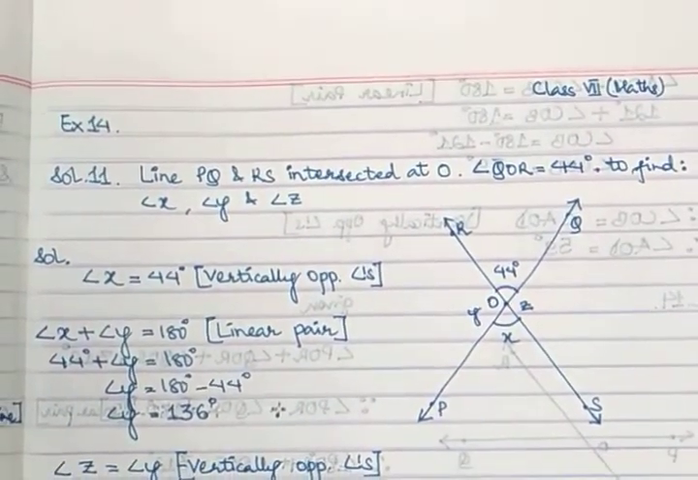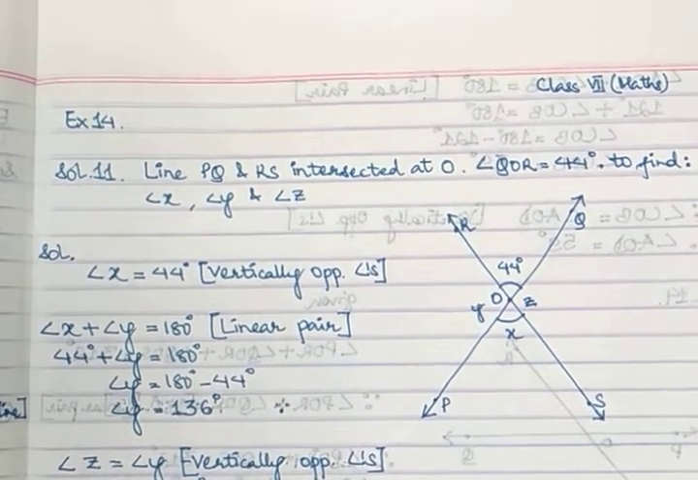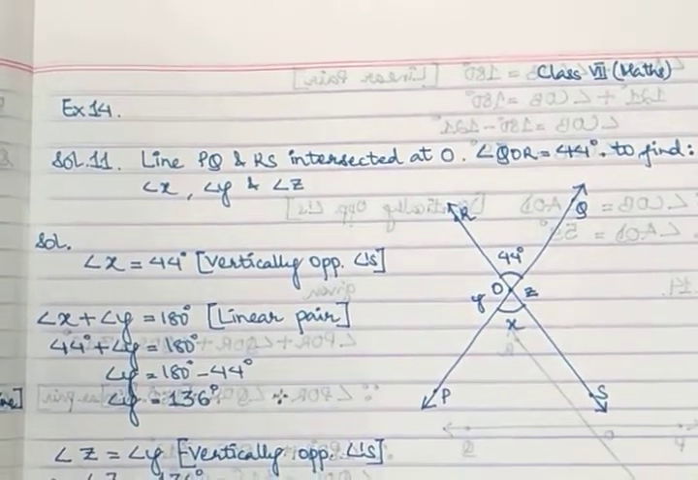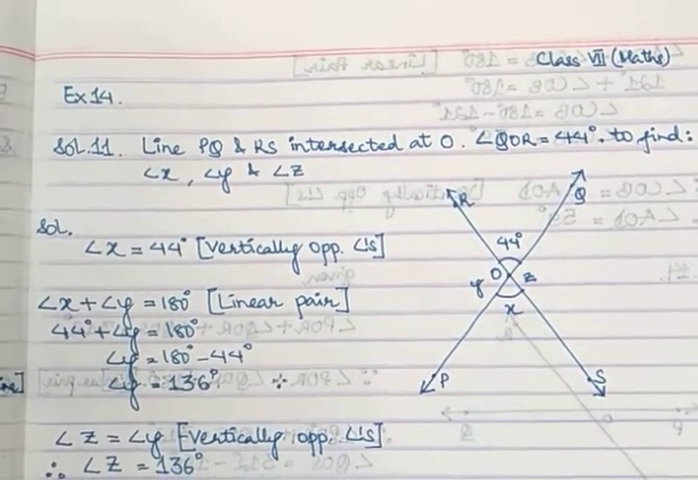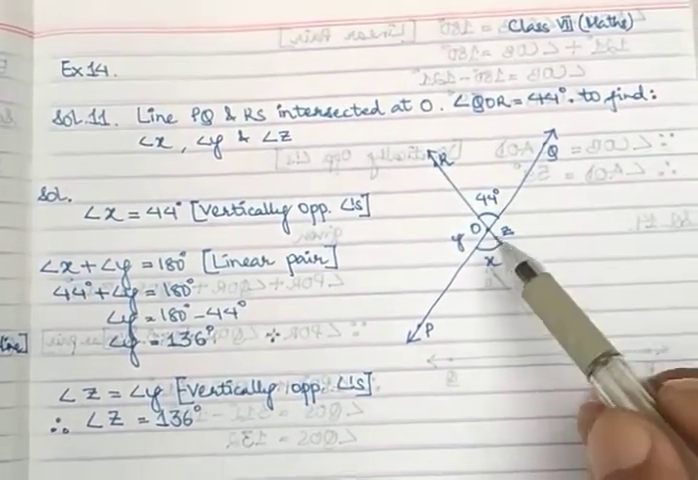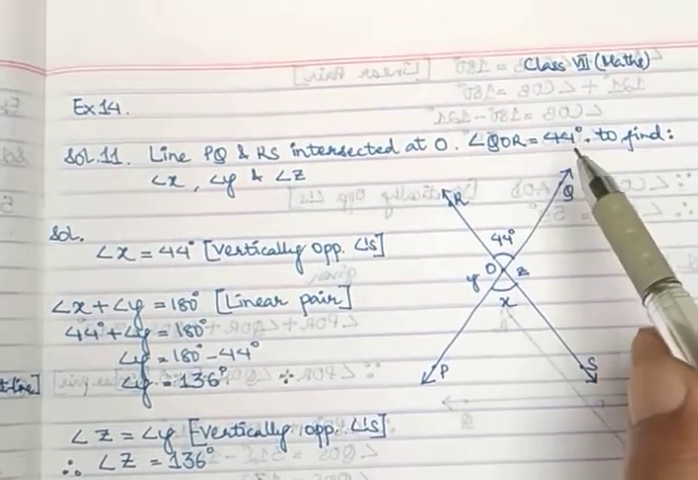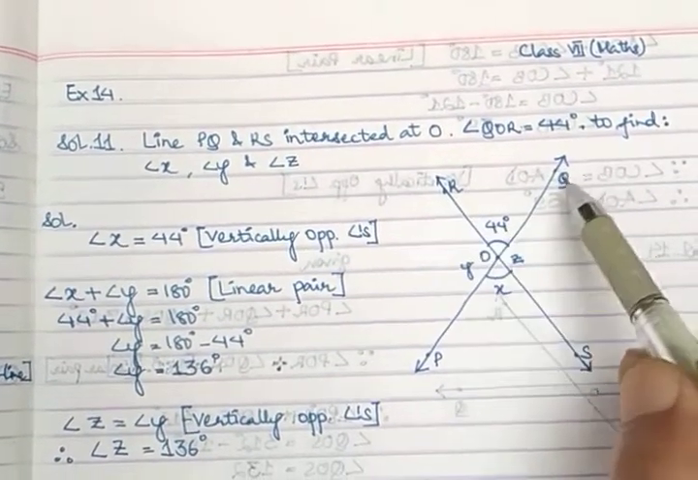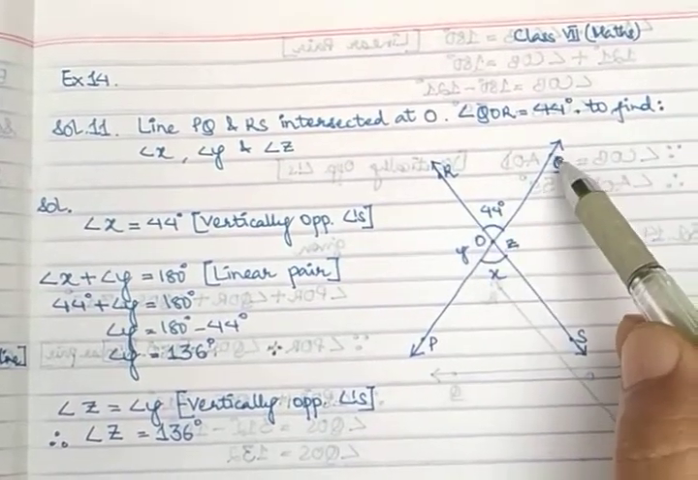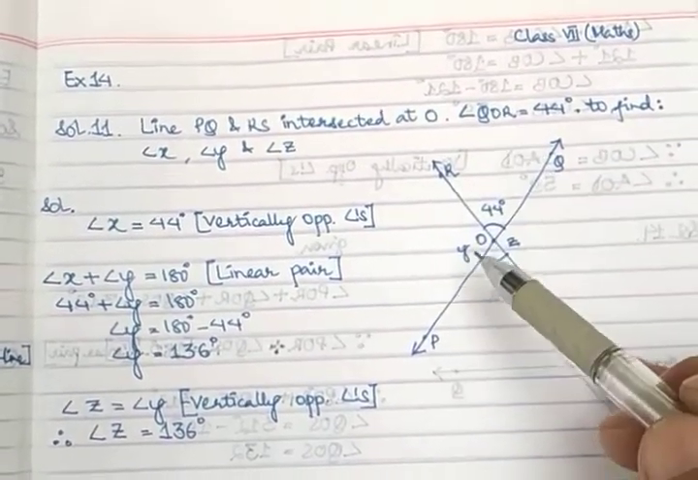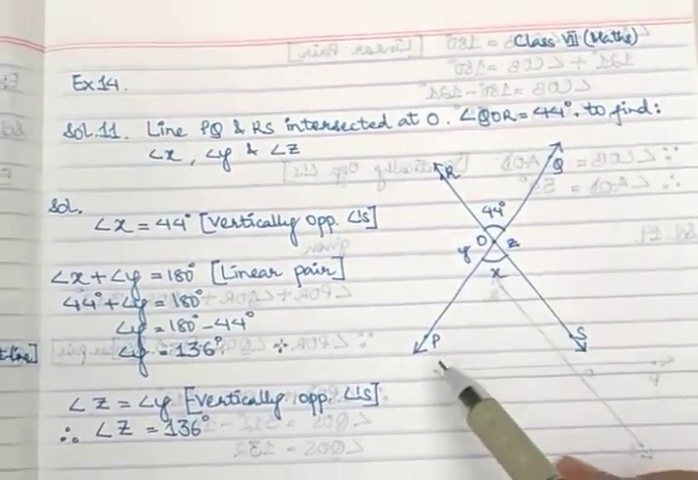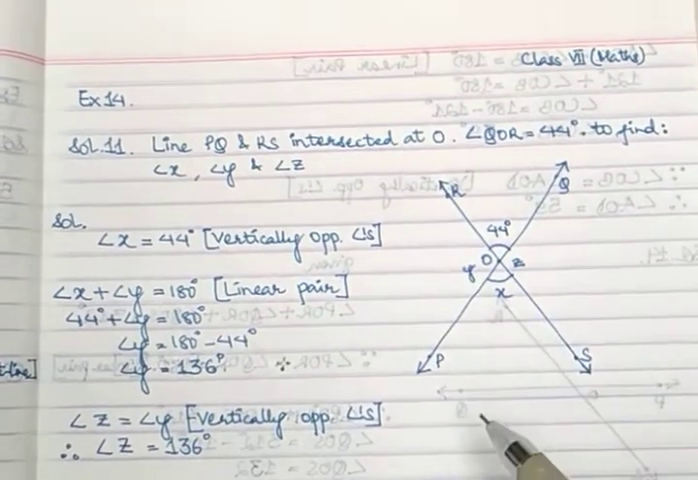So what we have in question number 11 is the given statement. I have written down the given statement. First, lines PQ and RS intersect at O. Angle QOR is given as 44 degrees. Remember this angle, we are talking about this angle, QOR, because the vertex is written in the middle, isn't it? QOR means this angle is given as 44 degrees. We need to find X, Y and Z.